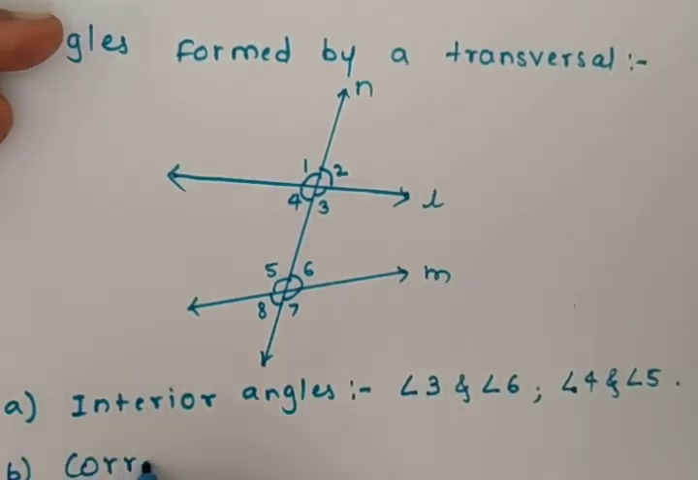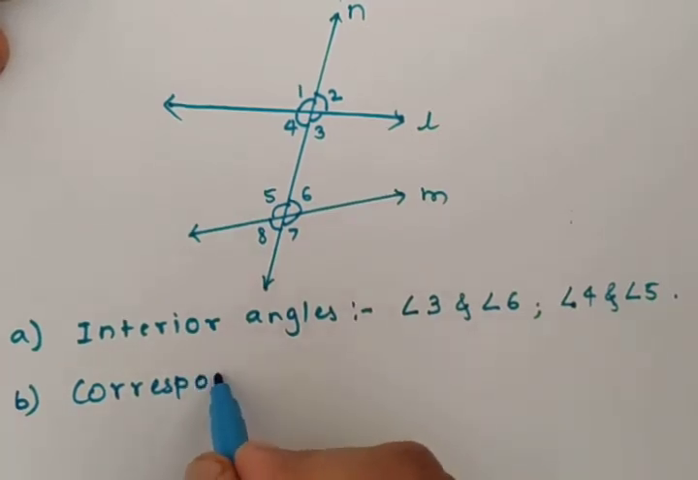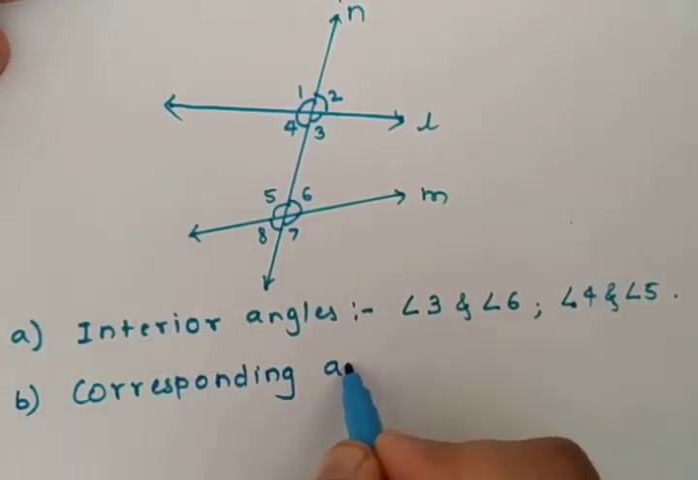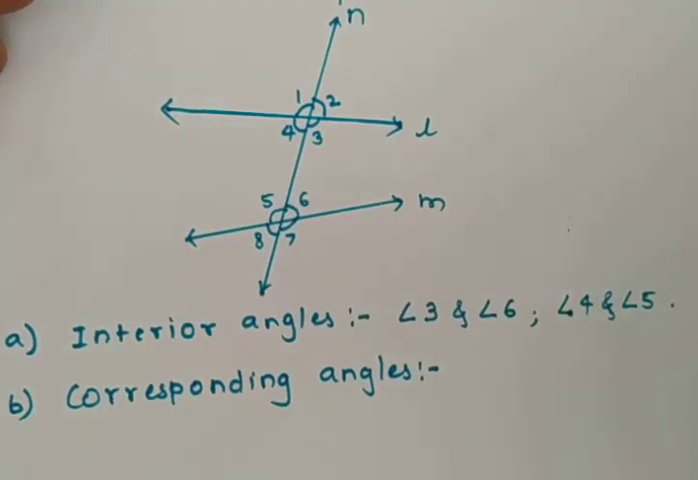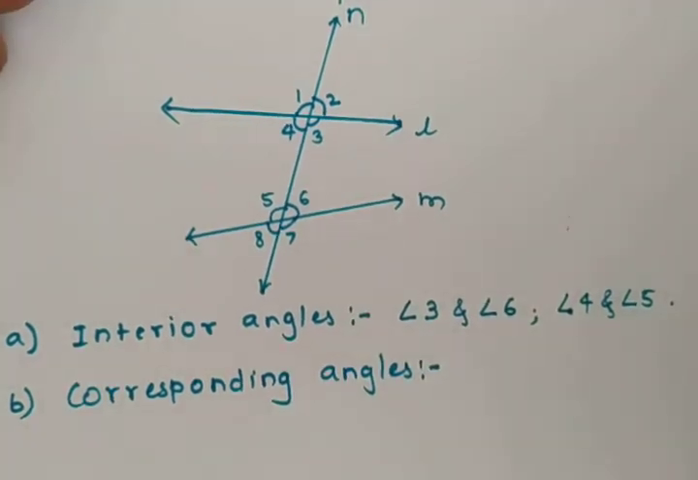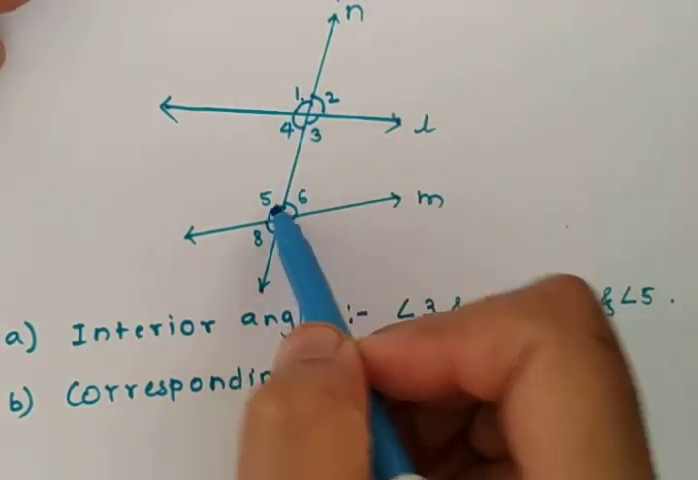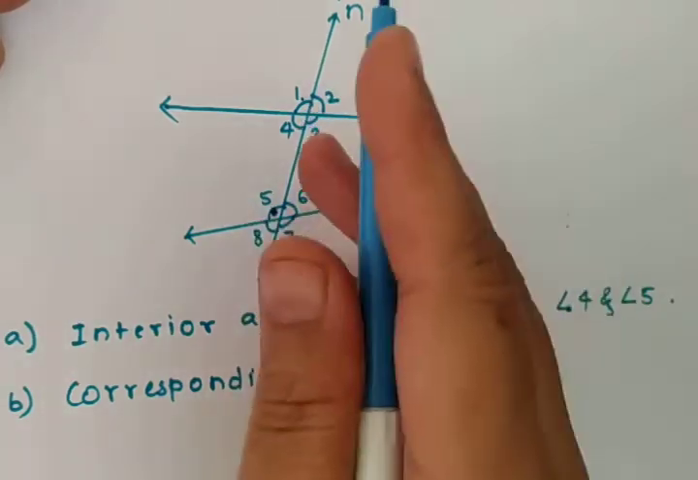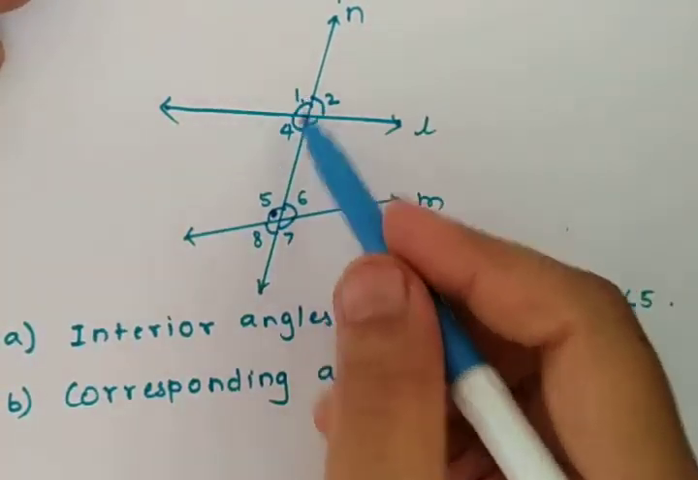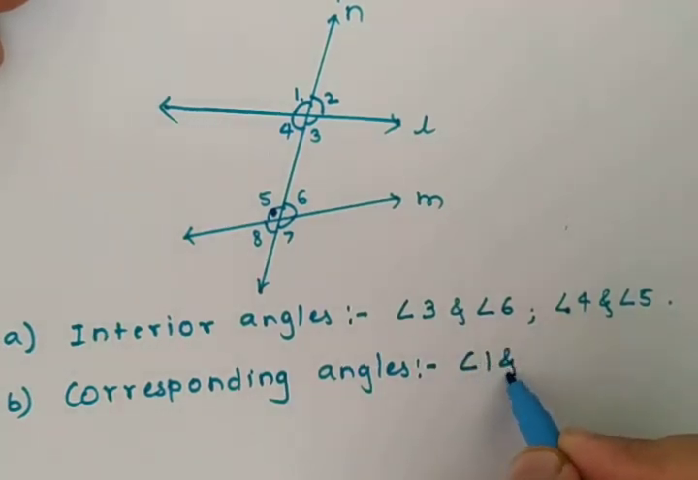Now we'll see the next one, corresponding angles. Which angles are said to be corresponding angles? The angles on the same side of lines M and L and also on the same side of the transversal N are called corresponding angles. Got it? See here, angle 1 and angle 5. These are lying on the same side of the lines, the upper side, right? And on the same side of the transversal. So angle 1 and angle 5 are said to be corresponding angles.